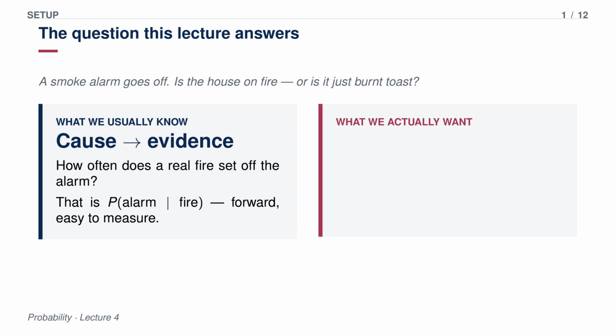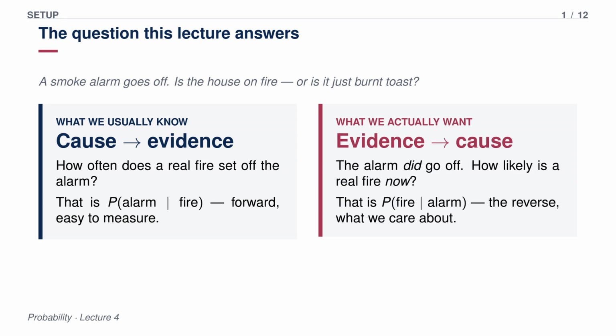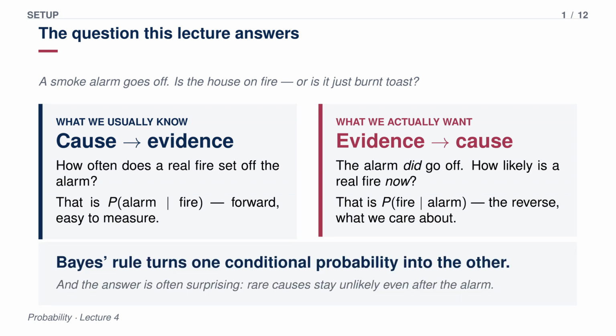Here's the core split. Usually what we can measure is cause to evidence. How often does a real fire set off the alarm? That's the probability of the alarm given a fire. Forward and easy to pin down. But what we actually want is the reverse. The alarm went off. Now how likely is a real fire? That's the probability of fire given the alarm. Same two events, conditional flipped the other way. And those two numbers can be wildly different.